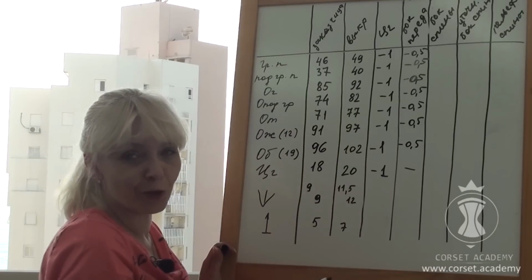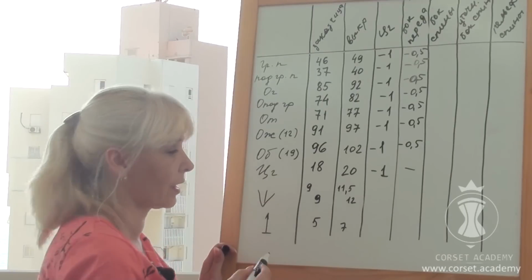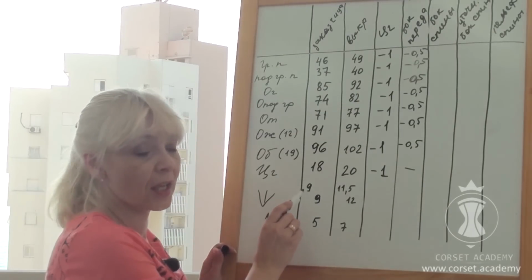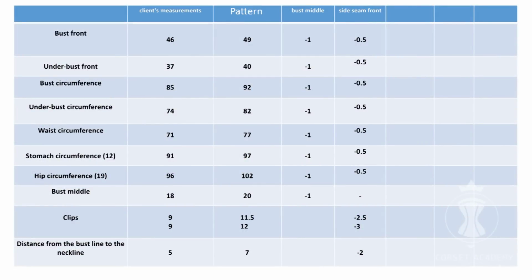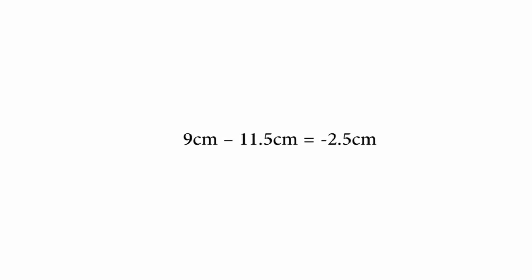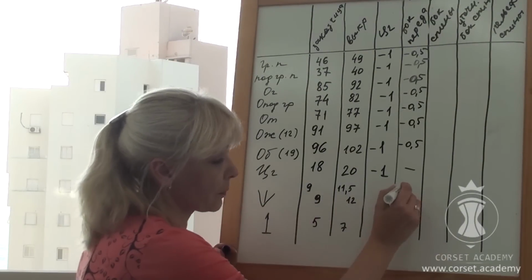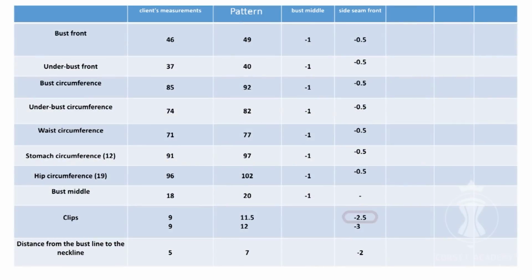Let's look at the clip measurement. Instead of making a separate column for the clip, I write all calculated values under the side seam of the front since it refers to the front half of the pattern. Towards the arm's eye, 9 centimeters on the client and 11.5 centimeters on the pattern. 9 centimeters minus 11.5 centimeters equals -2.5 centimeters. I need to remove 2.5 centimeters in the arm's eye area.